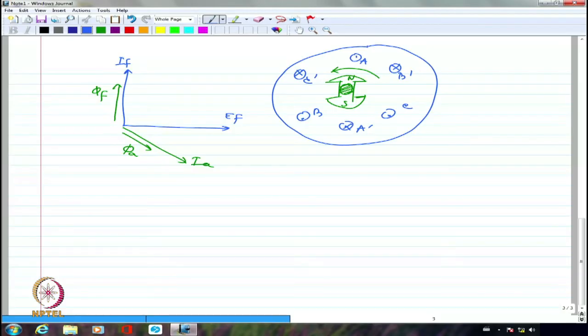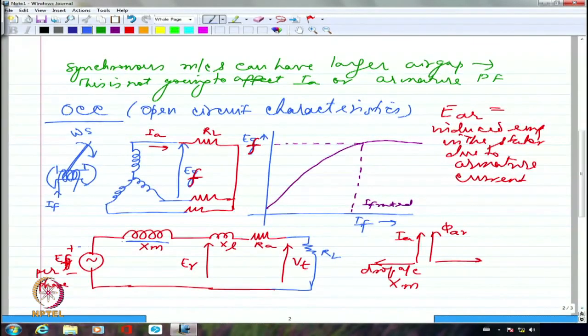So if I actually show it in the equivalent circuit, I should show if this is plus and this is minus, I have to show this as this plus and this is minus. Clear? So that is how we get this overall terminal voltage.